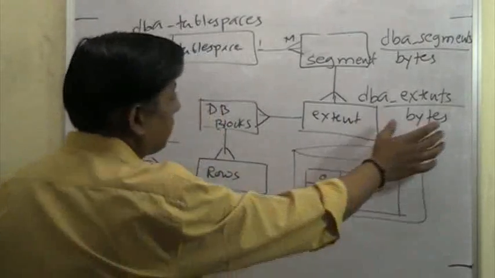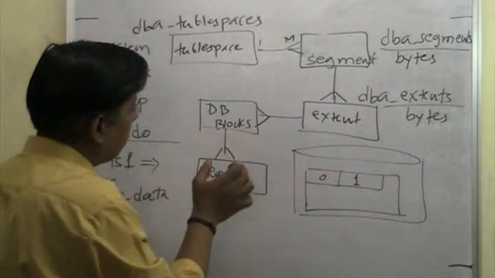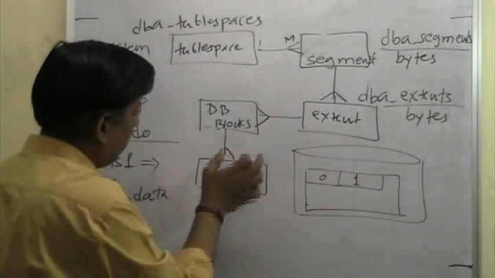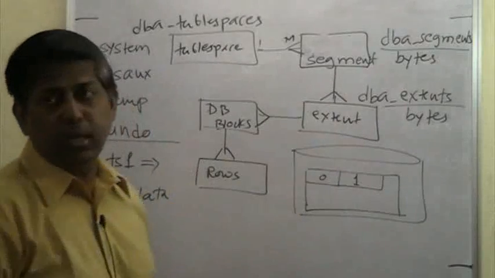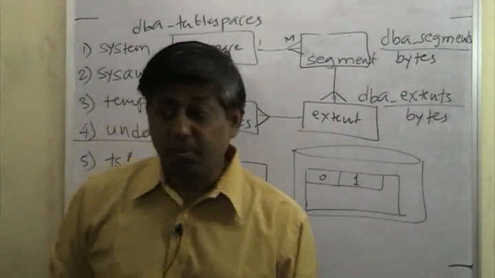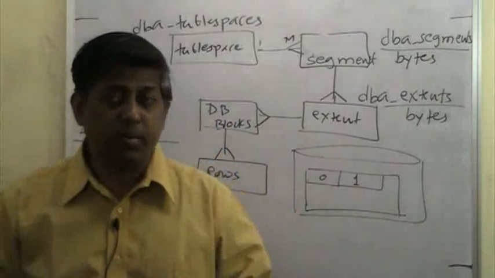So that is DBA_EXTENTS. There is no view for DBA_BLOCKS or for rows. So these are the three views that you should probably remember and memorize. That will give you a huge amount of information about the size of your database.